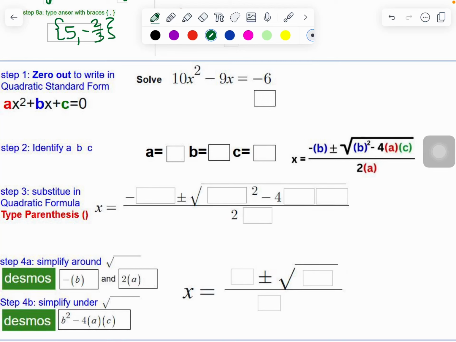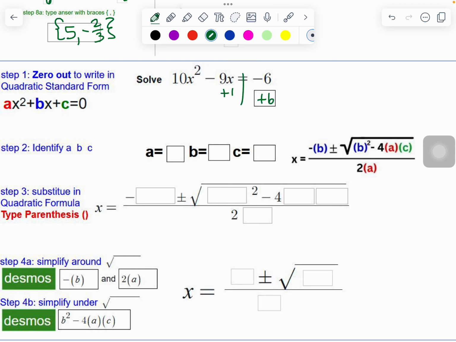Okay, again, we're solving using the quadratic formula for this problem right here. And our first step is always to make sure that it equals 0, and this one does not equal 0. So we need to get rid of that minus 6. So what we are going to do is add 6 to both sides.